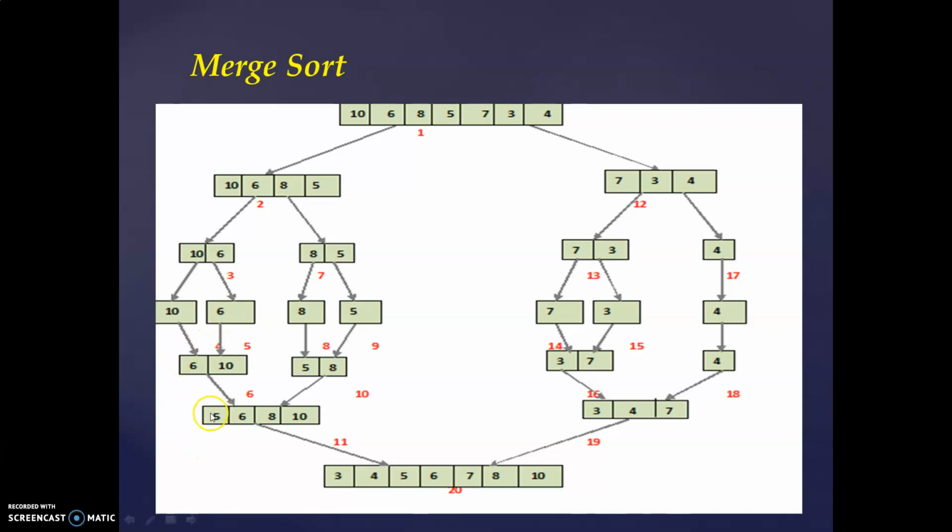First element of the first array compared with the first element of the second array. 3 is smaller, 3 is placed here, 5 is placed here. Now the second element of the first array is compared with the first element of the first array. Again 5 is compared with the element, no changes there. This way it will move on, and finally we will get a sorted array. This is the idea of merge sort. Okay, divide and conquer rule.